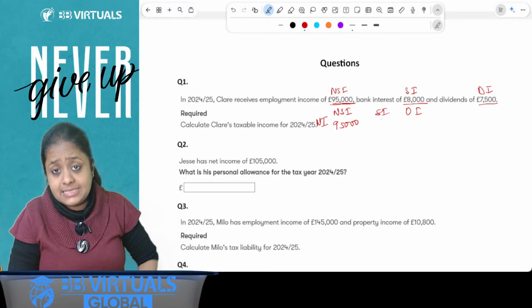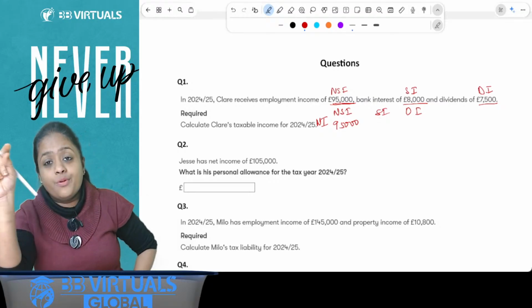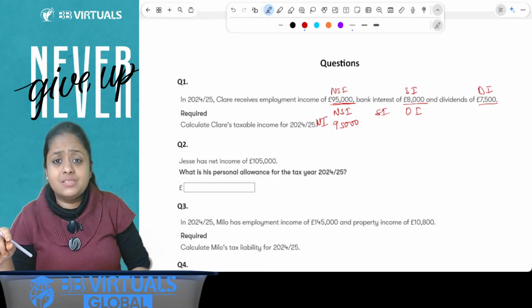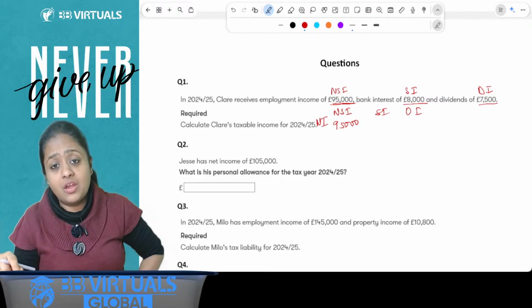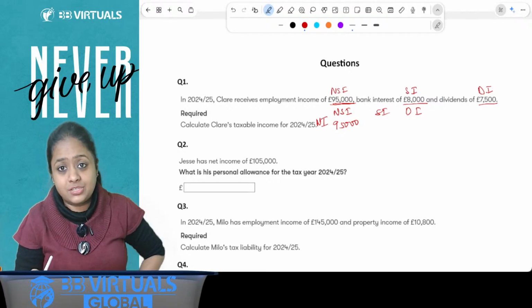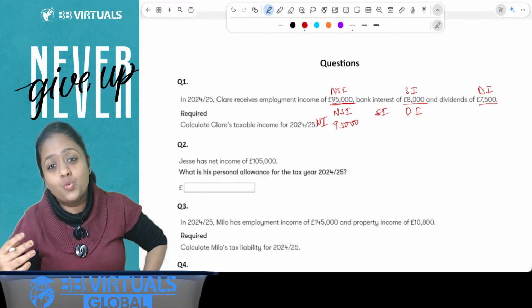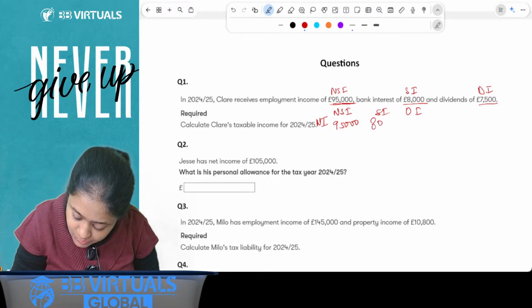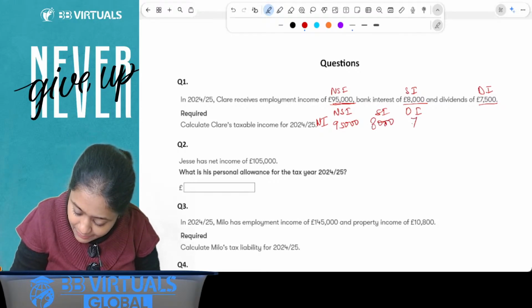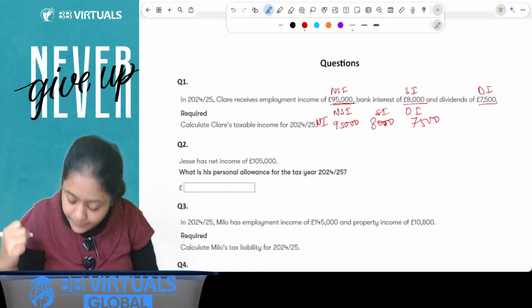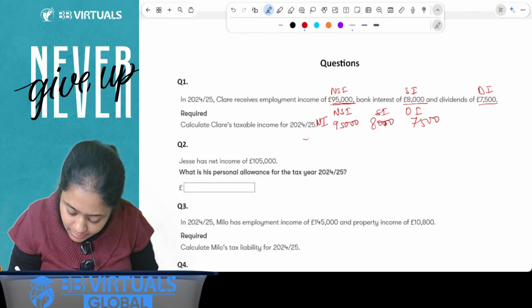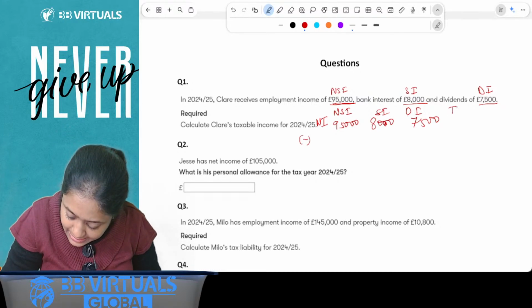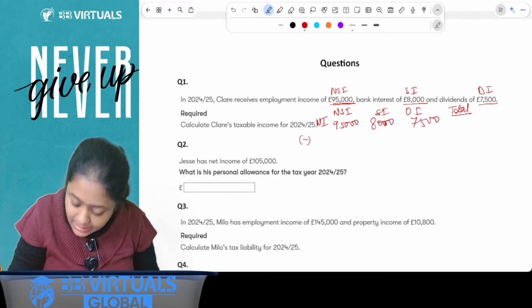I'm writing it in summary here, but in your exam, you will write your incomes in your section C. See, when you're doing a section A or B question, no need to write so much because you have to do the answer quickly in 2 minutes, right? So try to increase your speed. So here I will write 8,000 and here I will write 7,500. Clear?